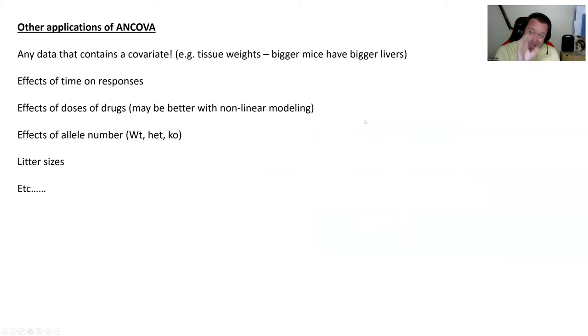ANCOVA, I've shown you today, I've really focused on body weight and energy expenditure, but it's worth noting that any data that contains a covariate, e.g.